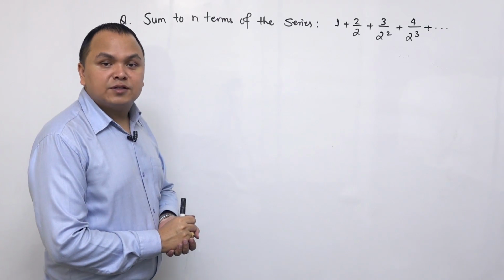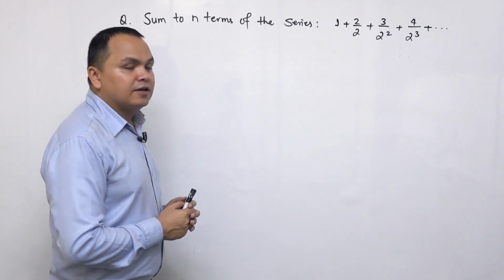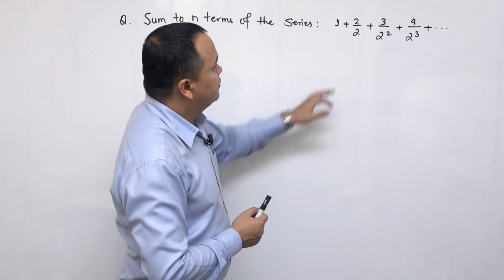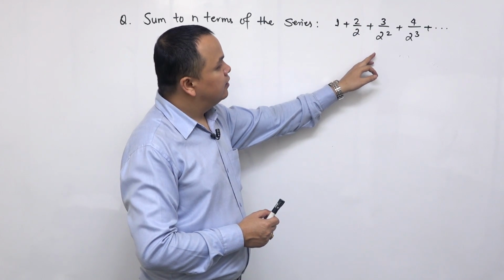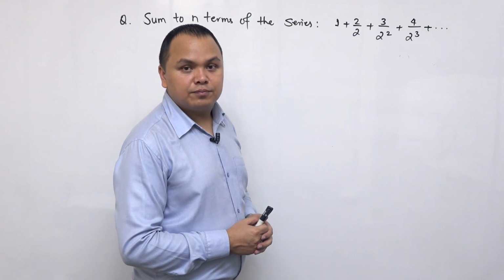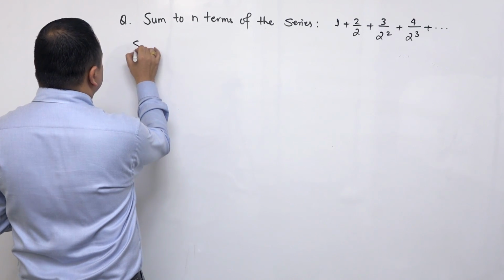Dear students, we take another example. Sum to n terms of the series 1 plus 2 by 2 plus 3 by 2 square plus 4 by 2 cube plus dot dot dot. Its solution.